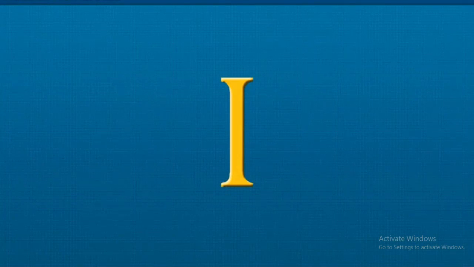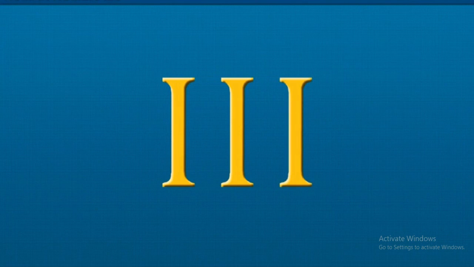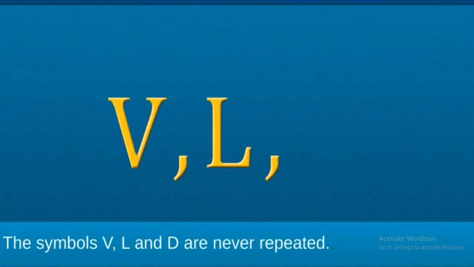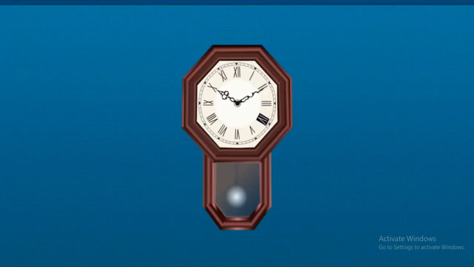If a symbol is repeated, its value is added as many times as it occurs. For example, letter I is repeated twice. This means the value of this number is 2. Here, it is repeated thrice. Hence its value is 3. The symbols V, L, and D are never repeated. Now, look at this number.